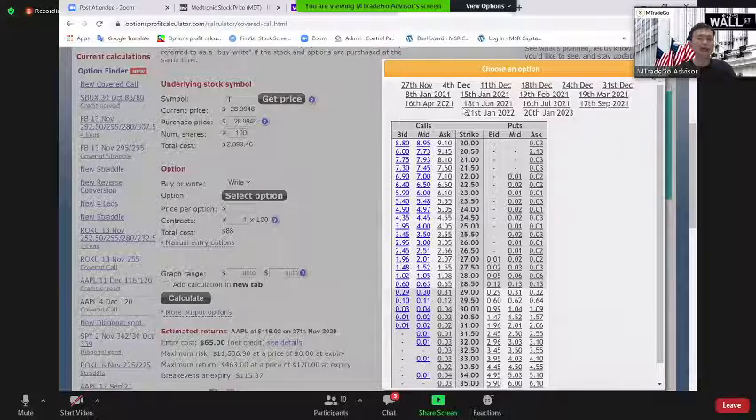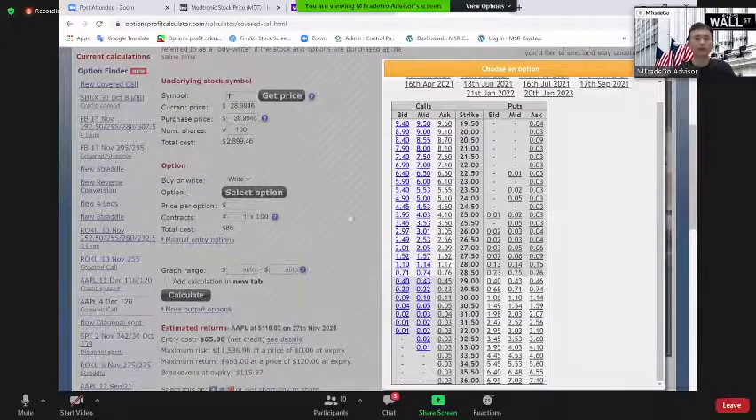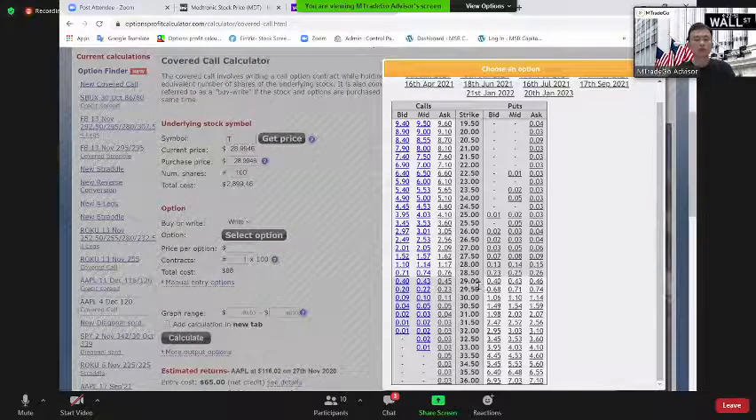Then what is the expiring date? How long? 11 December. Okay, then what is the strike price you want to choose? Correct, correct, correct. Yeah, okay, then.